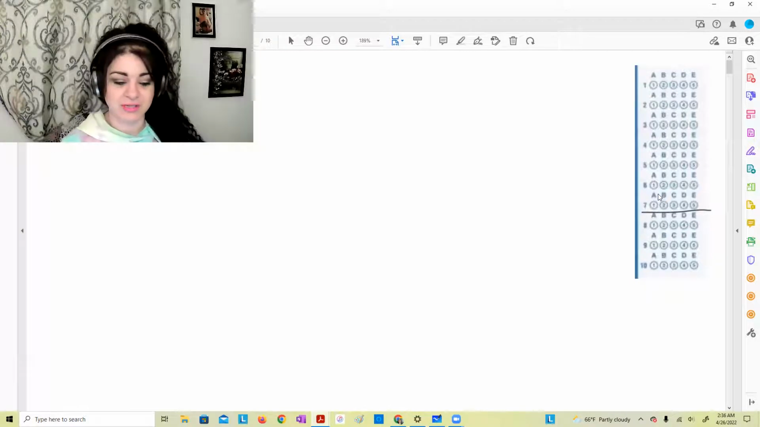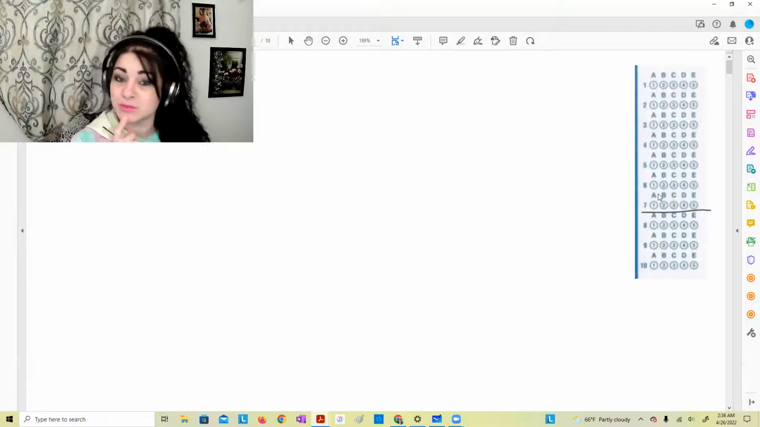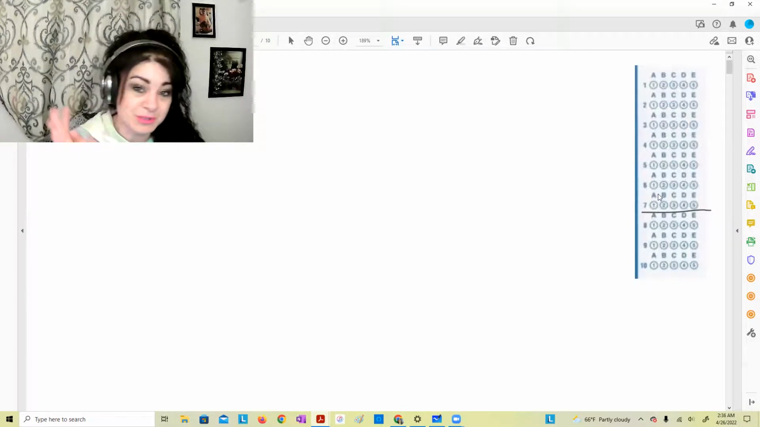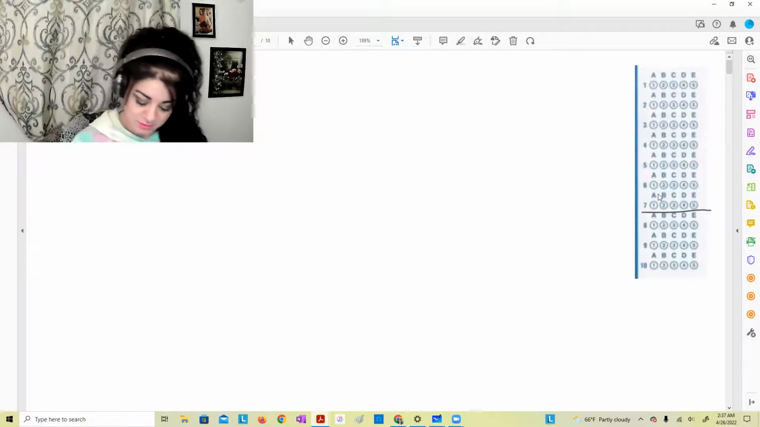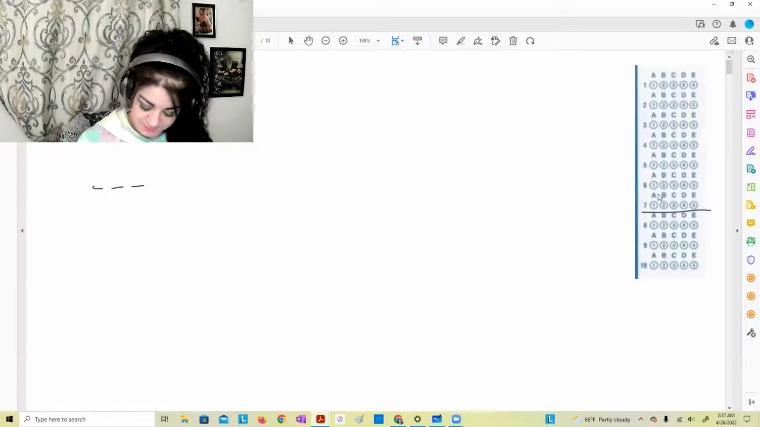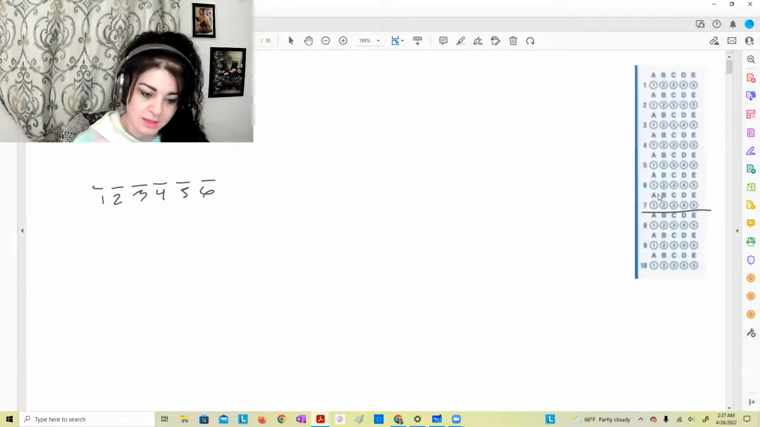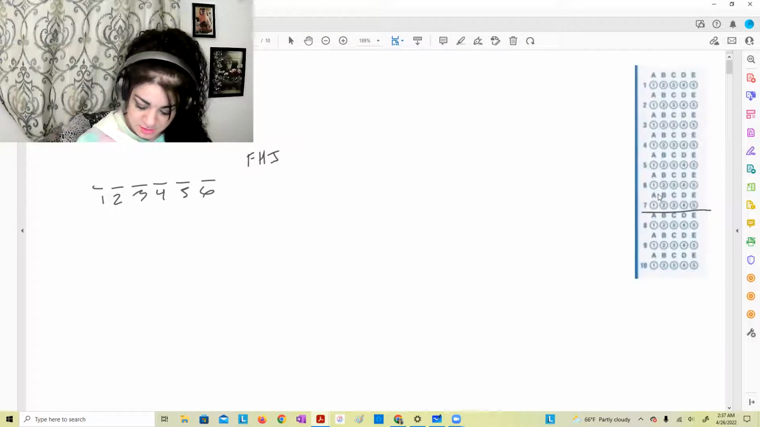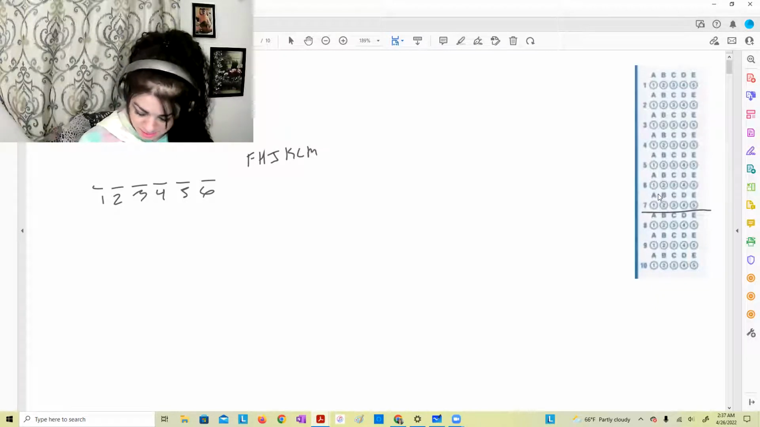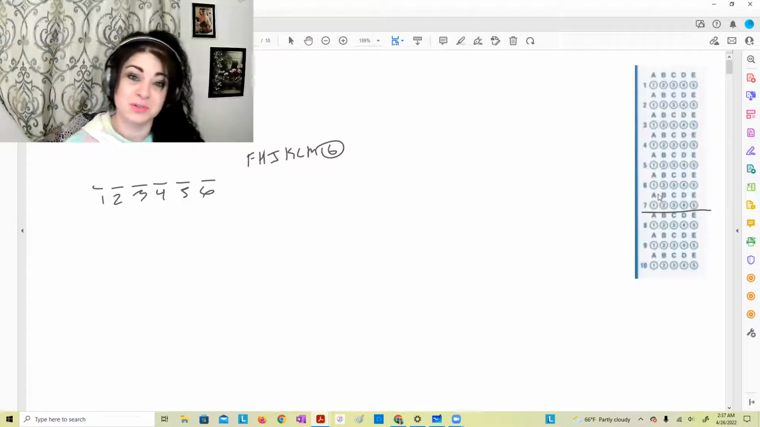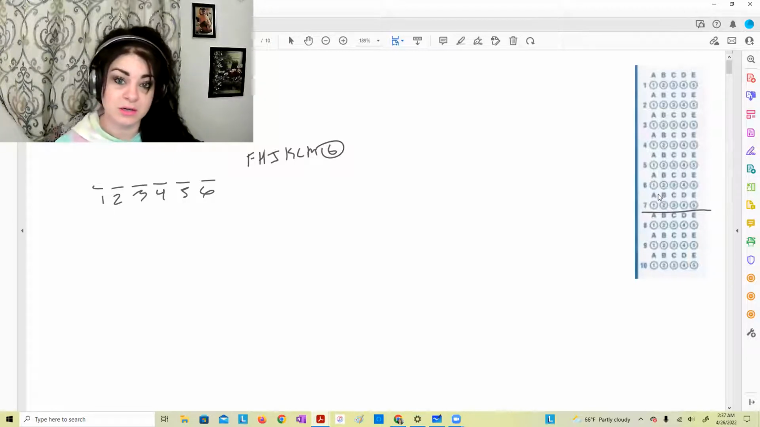So let's start off looking at the diagram. This is basically just a one-to-one ordering game. We're just putting 6 things in order. The names of the variables are F, H, J, K, L, and M. This is a standard one-to-one ordering game. So now let's look at our rules.